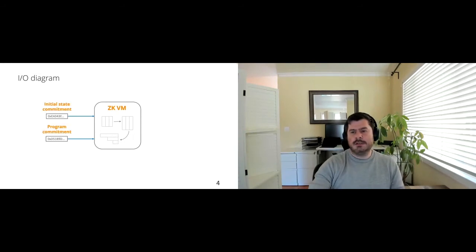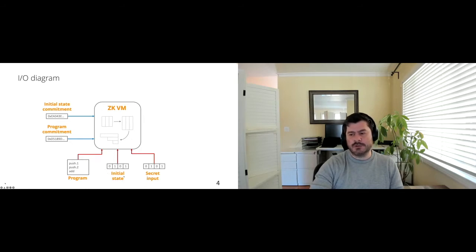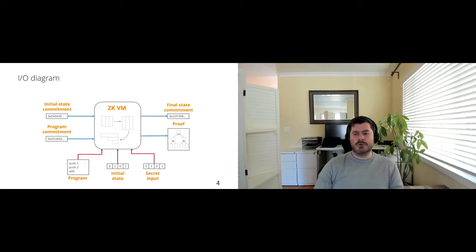And to illustrate this in another way, let's say this is our zero-knowledge virtual machine. We take a commitment to the initial state and the program. This is provided as public inputs. We have things provided as a witness, or as private inputs: the program itself, the actual initial state, and the secret set of inputs. These get compared to the commitments that were provided here. And then the output is the final state commitment, as well as the proof that the program was executed correctly.